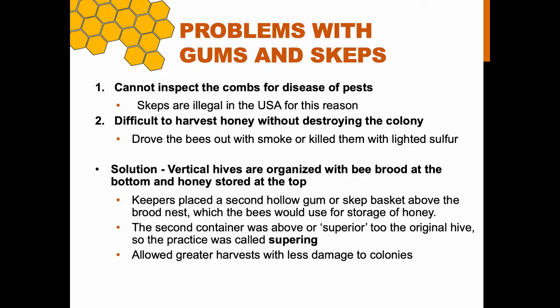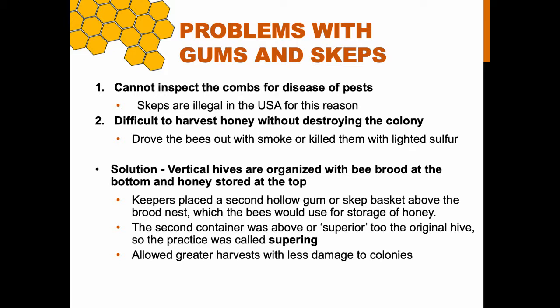And that way, you could always keep the bees in the bottom part of the skep. Nice and easy. So the second container was held above the original hive. It was considered to be superior to the hive, meaning it's on top of. Consequently, the practice of putting a second box on top was called supering.